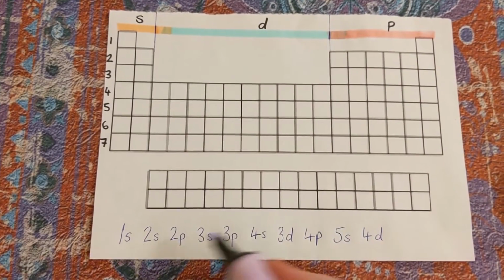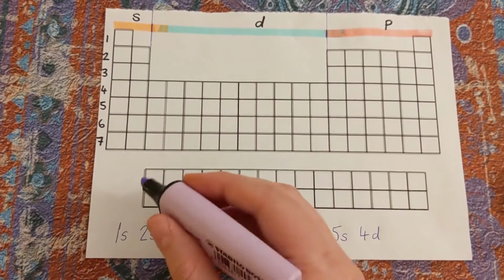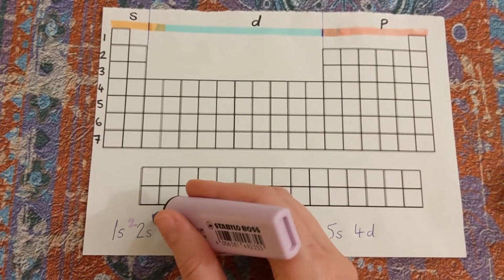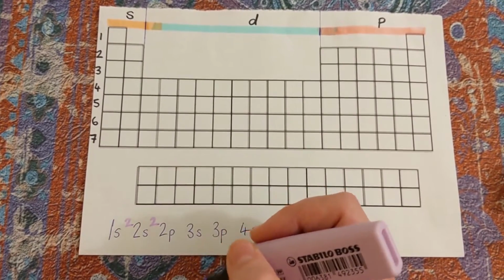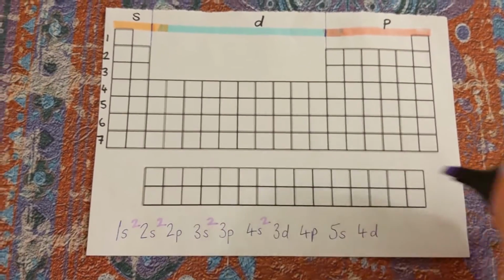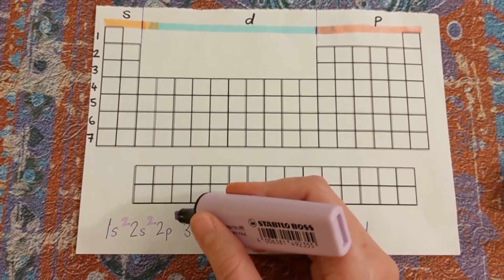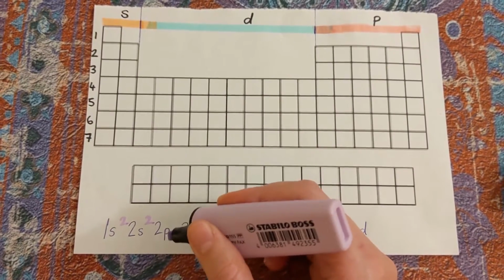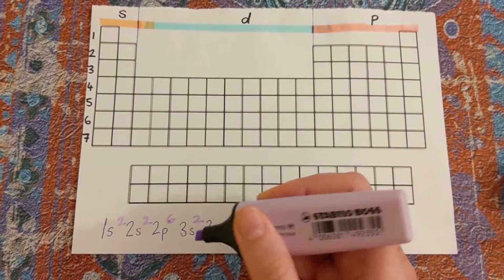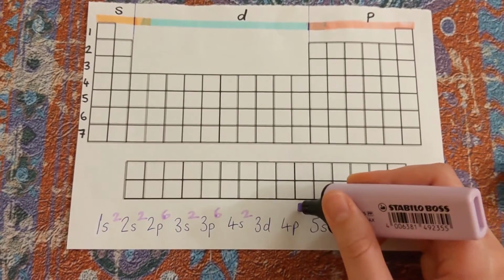So we need to know not only this order up to 4p if we're at college, but also the maximum number of electrons that can fill each subshell. So the S subshell only has one orbital in it, and each S subshell can hold a maximum of 2 electrons. The P subshell contains 3 different orbitals. Each orbital can hold 2 electrons, and since we've got 3 of them, 3 times 2 is 6. So the maximum number of electrons each P subshell can hold is 6.